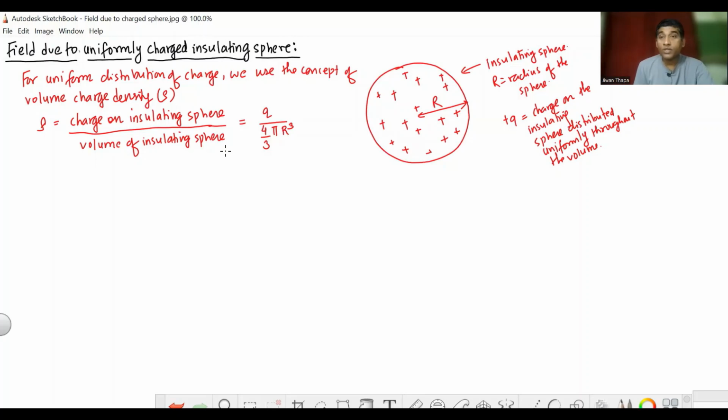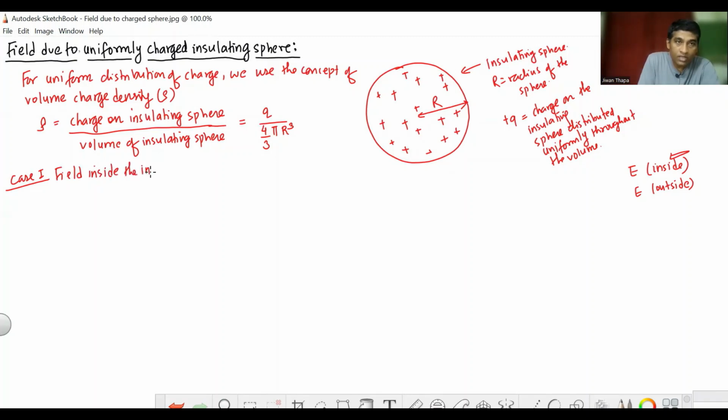Now we consider two cases. One, we are going to find the electric field inside the insulating sphere, and next we are going to find the electric field outside the insulating sphere. So let us discuss this. We want to find the field inside the insulating sphere.